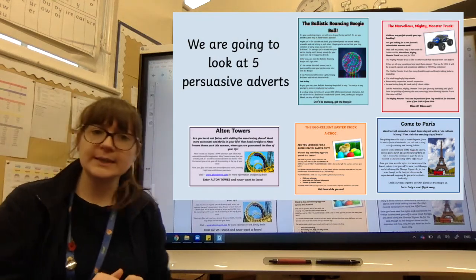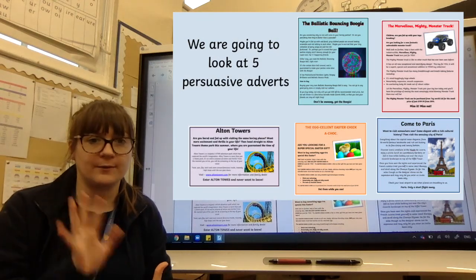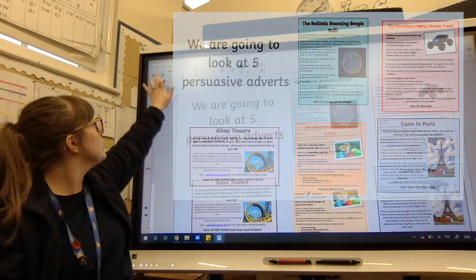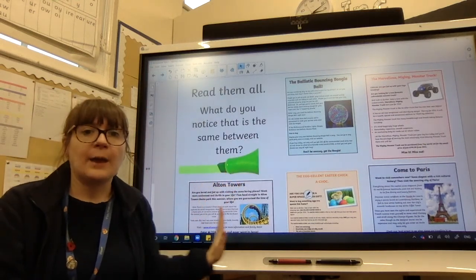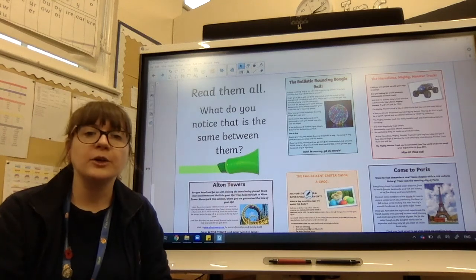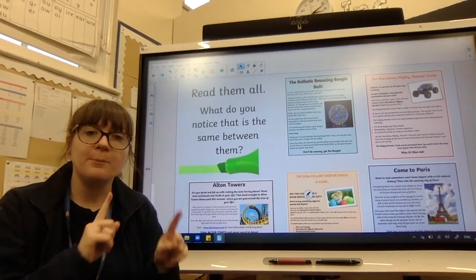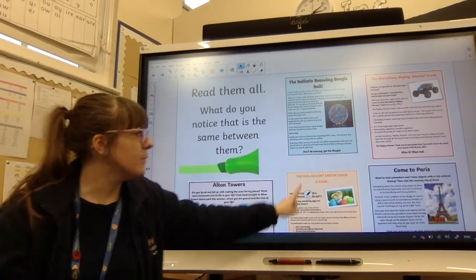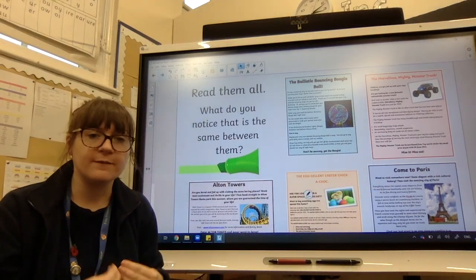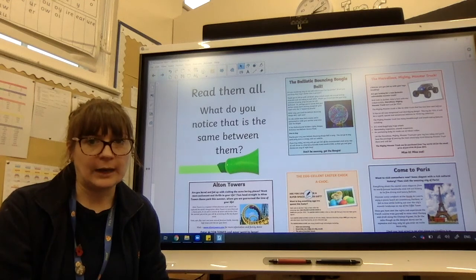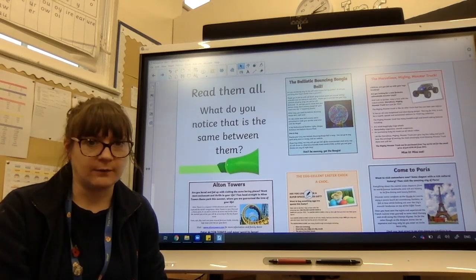Today we're going to look at 5 persuasive adverts. What I want you to do is get a highlighter or a different coloured pencil. I want you to read them all, and highlight or colour in the bits that you notice are the same in all of them. These are going to pick out all the features that we will need to look at when we are writing our own persuasive advert.